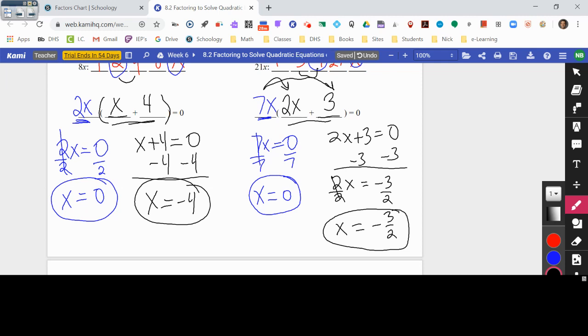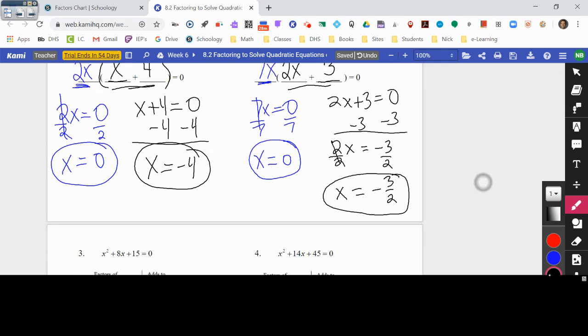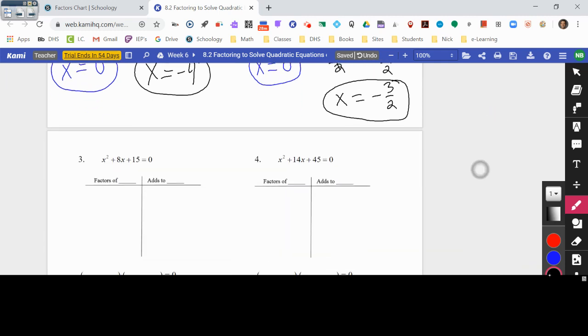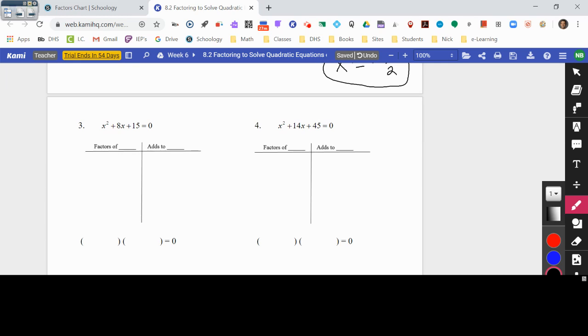All right, and now we're going to do a little bit of the trinomial ones. These have always been my favorite to do, so hopefully you will enjoy these as much as I do.